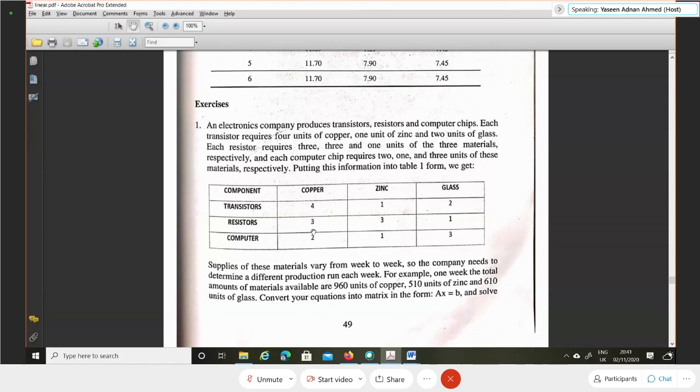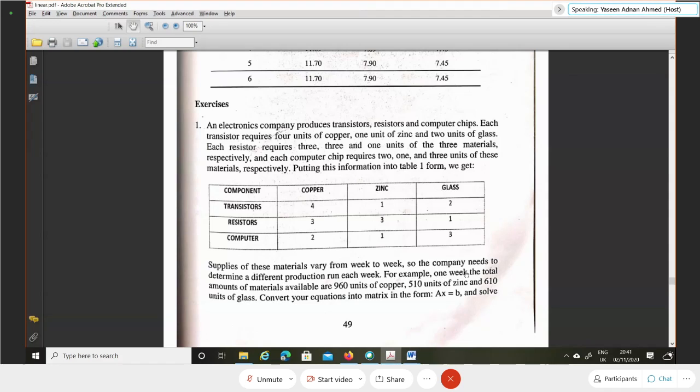Okay, that's cool. Supplies of this material vary from week to week. Okay, so how much supply they need. It varies from week to week. So the company needs to determine a different production run each week. So it depends on the requirement. They have to run a different production run. Okay, they have to make a different production run.